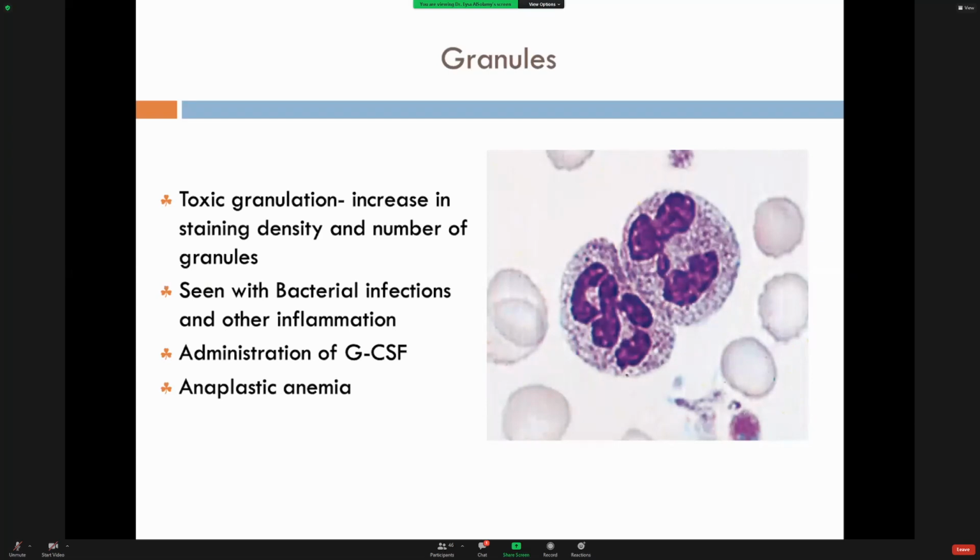Toxic granulations: increase in the staining density or numbers of granules. This is the granules inside the cytoplasm. Seen with bacterial infections and other inflammations. ممكن أيضا تشوف vacuoles with the granules.